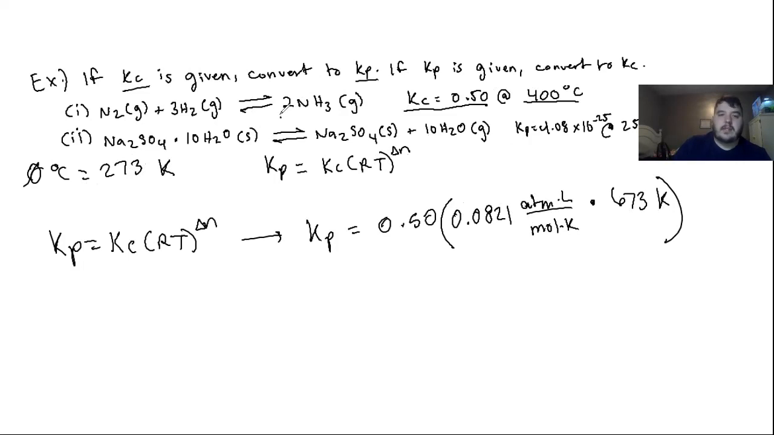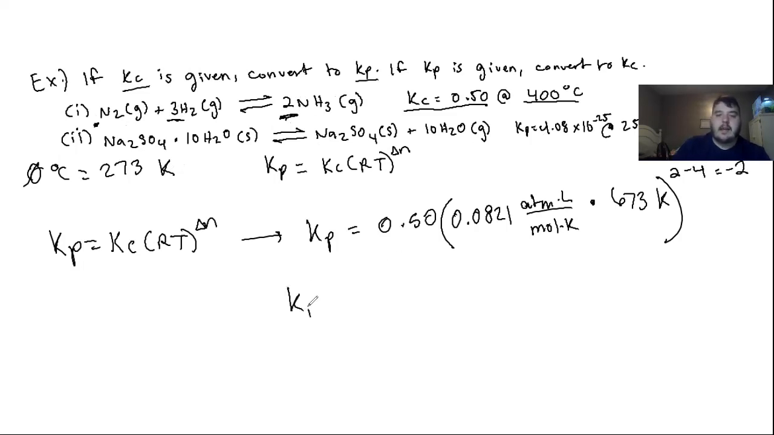So if we look at our products here, I've got a 2 for a coefficient. This is my only product over here. And on the reactant side, I've got a 3 coefficient for my hydrogen gas and a 1 coefficient for my nitrogen gas. So essentially, I've got a 2 minus 4 here. 2 for my products, 4 for my reactants. So that's going to equal -2.